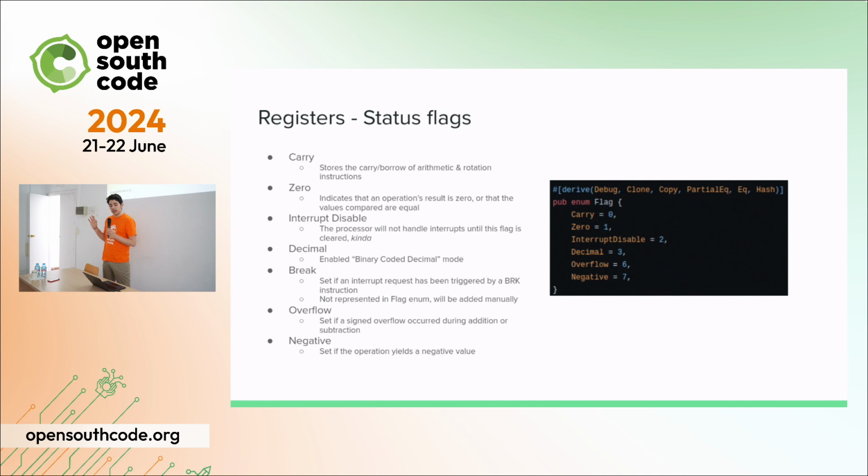The decimal flag enables binary coded decimal mode, which is a quite old method of doing arithmetic on processors. The break flag is a flag that is set when an interrupt is caused by a BRK or break instruction. It's quite specific, so it's usually not used, but it's there. And then we have the overflow and negative flags, which is just when an operation overflows, it sets the overflow flag, and when it returns a negative value, it sets the negative flag.